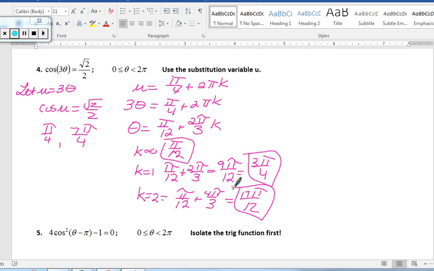I know I can stop here because if I added 6 pi over 3, I would make it past one full rotation on the circle. So these are the 3 solutions yielding from pi over 4. We do need to do the same thing for 7 pi over 4. So mu is equal to 7 pi over 4. Add the general solution to help you get your final answers. But this is really 3 theta.